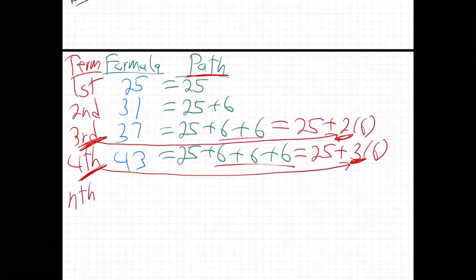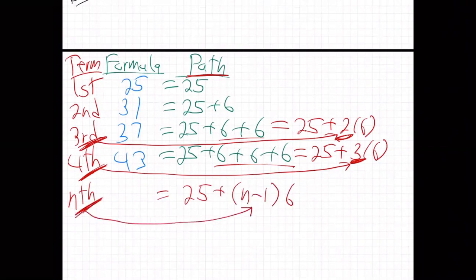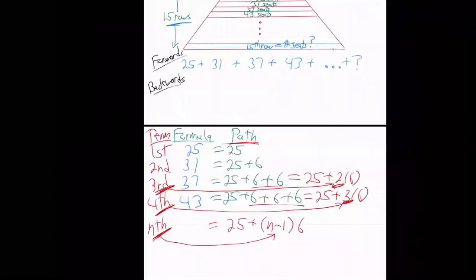So the nth term is going to be 25 plus n minus 1 times 6, isn't it? Nth term, 1 lower. So there's the pattern. There's the formula. So what do we want? What do we want to find on this question?